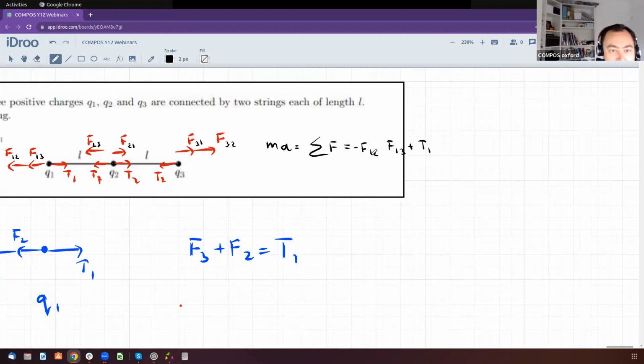So it's going to be minus F12 minus F13 plus T1 minus T1 plus T2 minus F23 plus F21 minus T2 plus F31 plus F32. And you can see that T1 cancels, T2 cancels, F23 cancels with F32, F21 cancels with F12, F31 cancels with F13, and the total force is 0. So the acceleration of the system is 0.